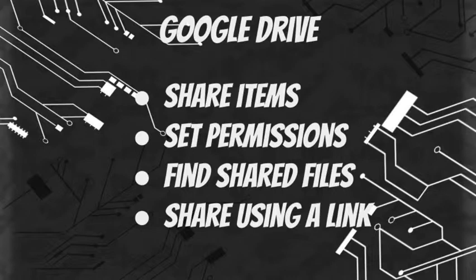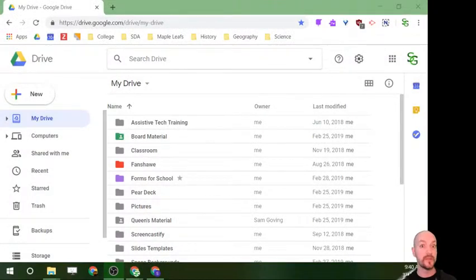So we're going to be talking about sharing items, how to set different permissions for what you share, how to find items that were shared with you, and also how to share using a link. So let's jump over to my dashboard, my desktop, and let's see what we're working with here.